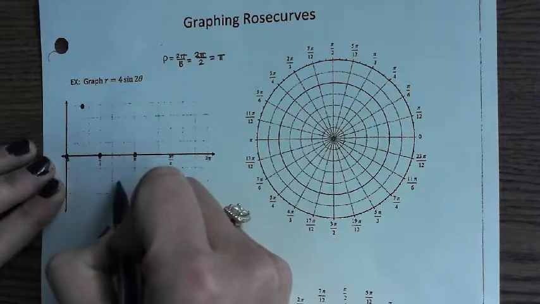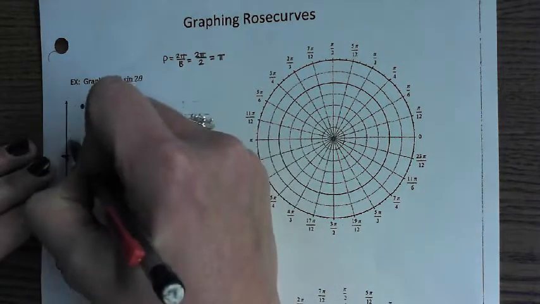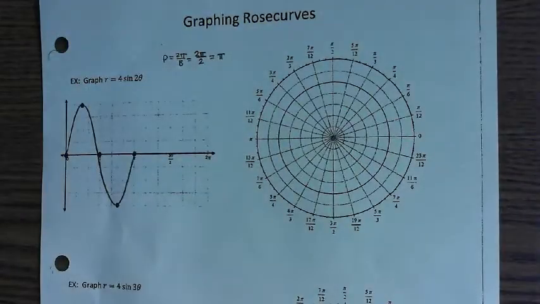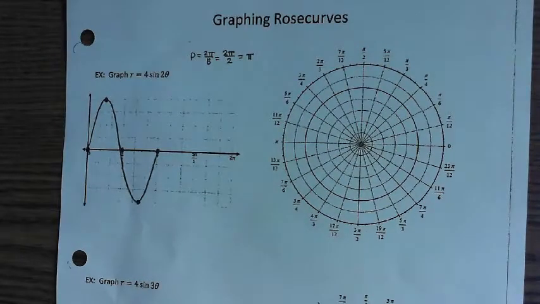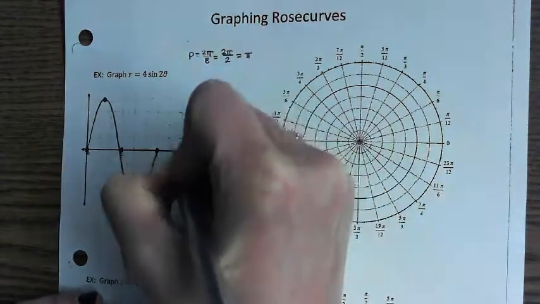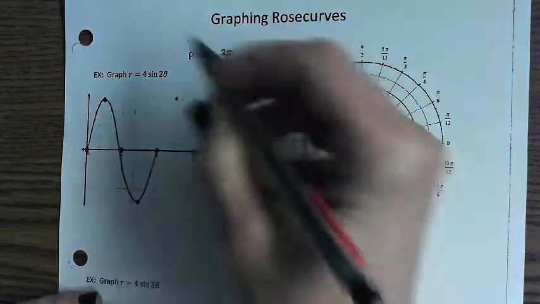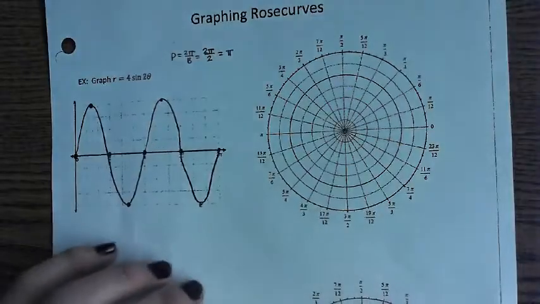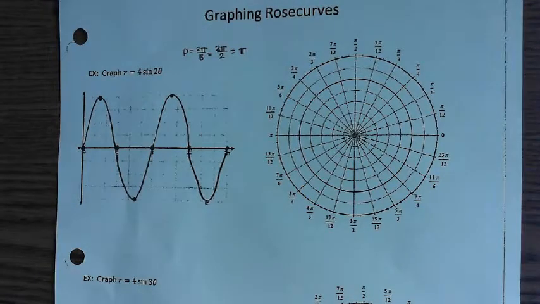Amplitude of 4. Yet we're still going to be graphing our polar graph from 0 to 2 pi. So we need to plot both cycles. Now we have a frequency of 2, or 2 cycles completed by the time we get to 2 pi.